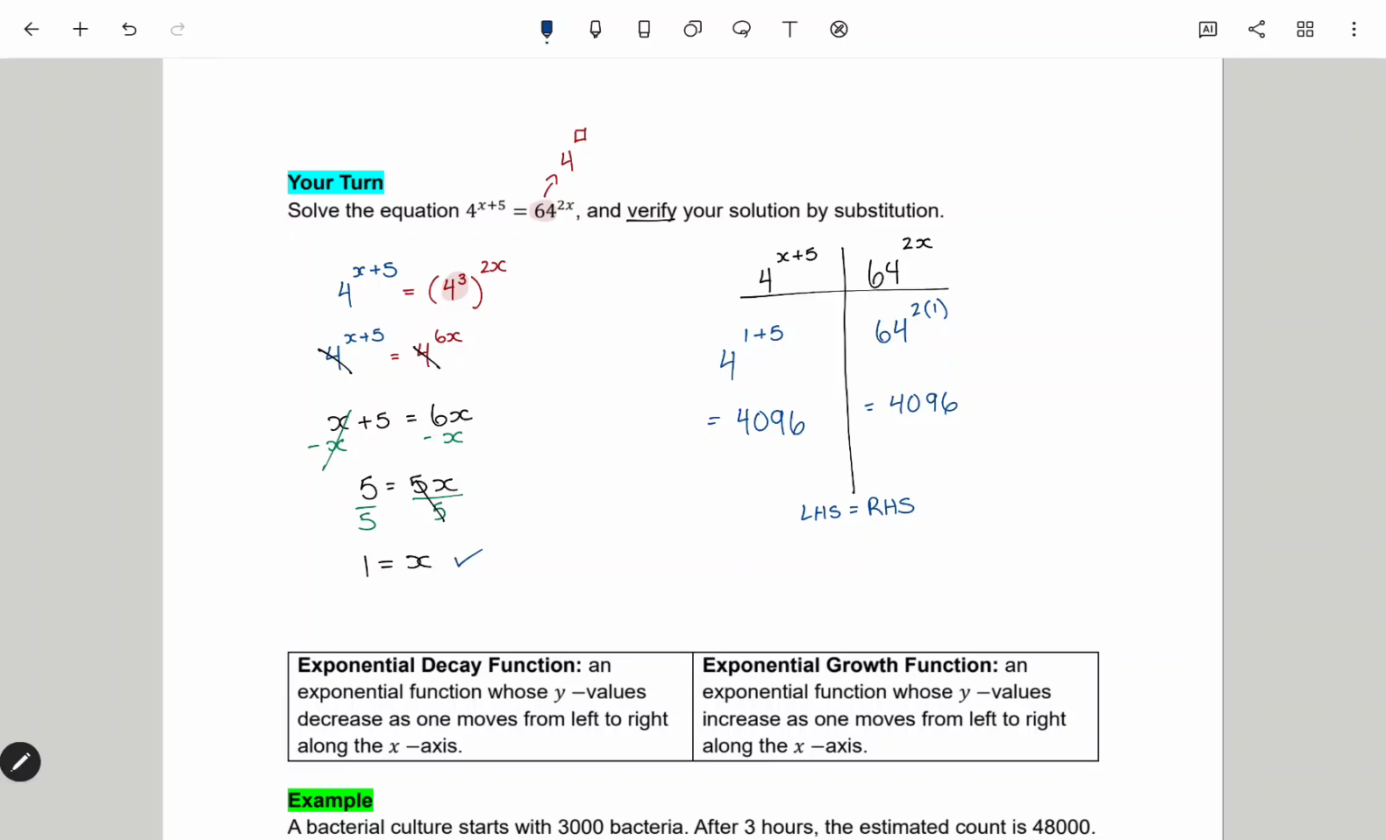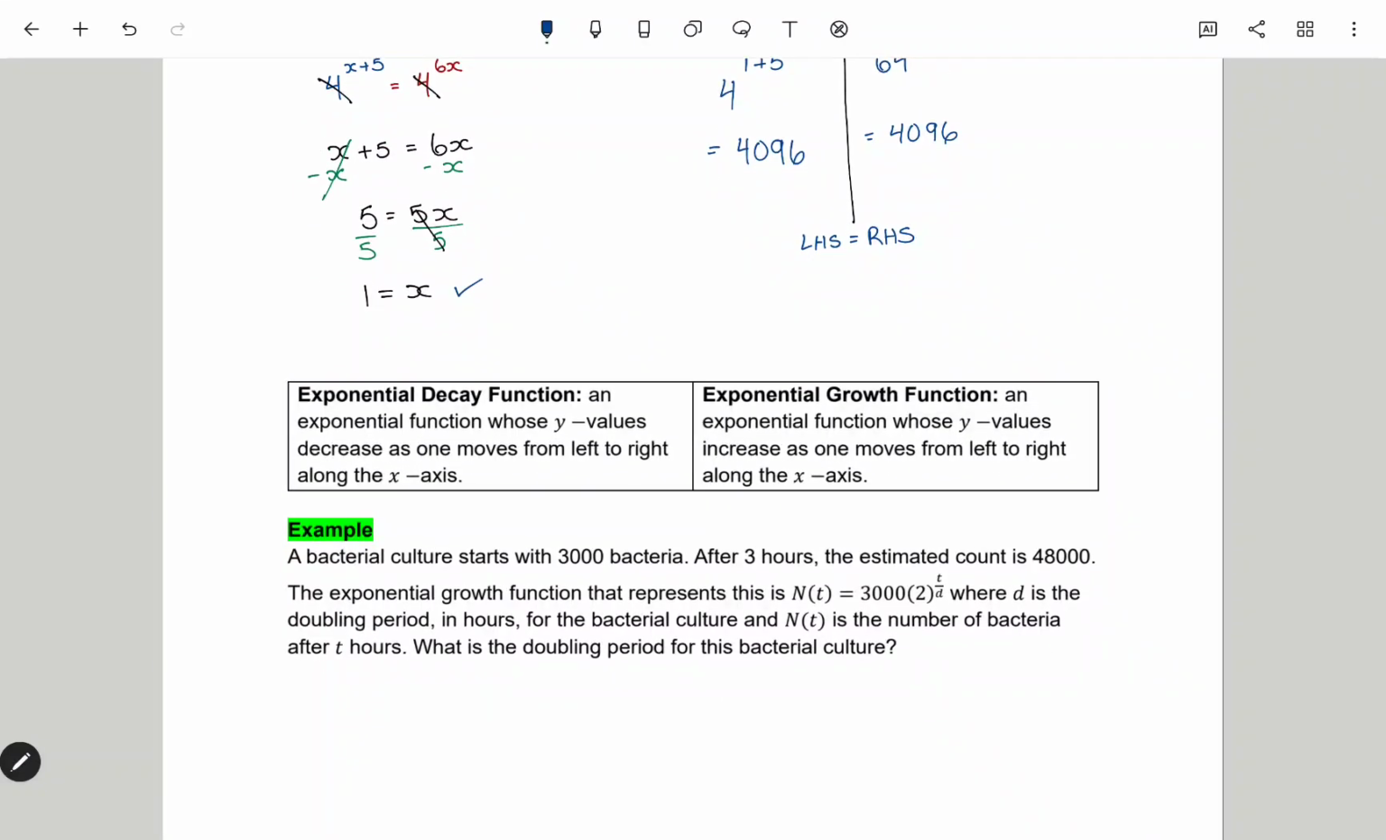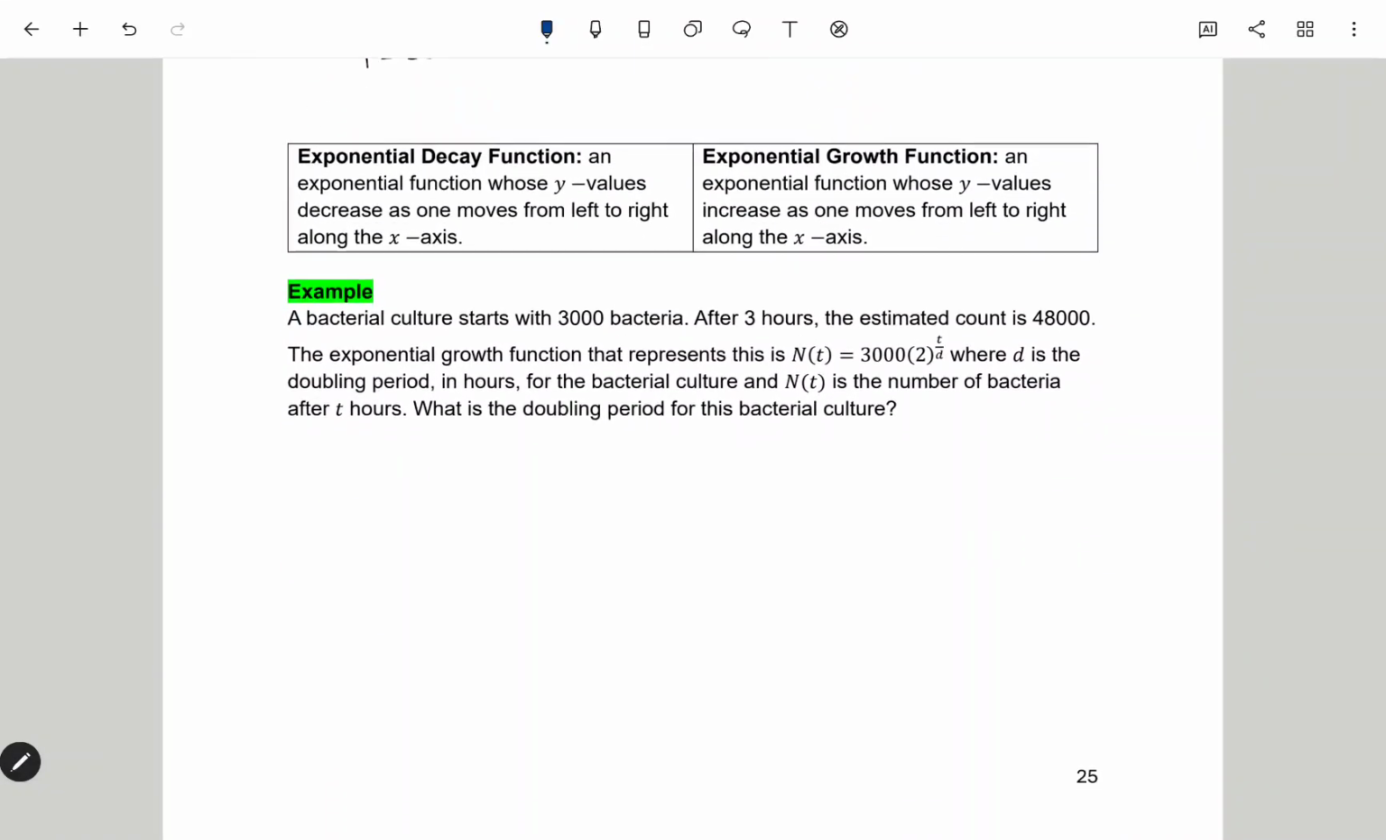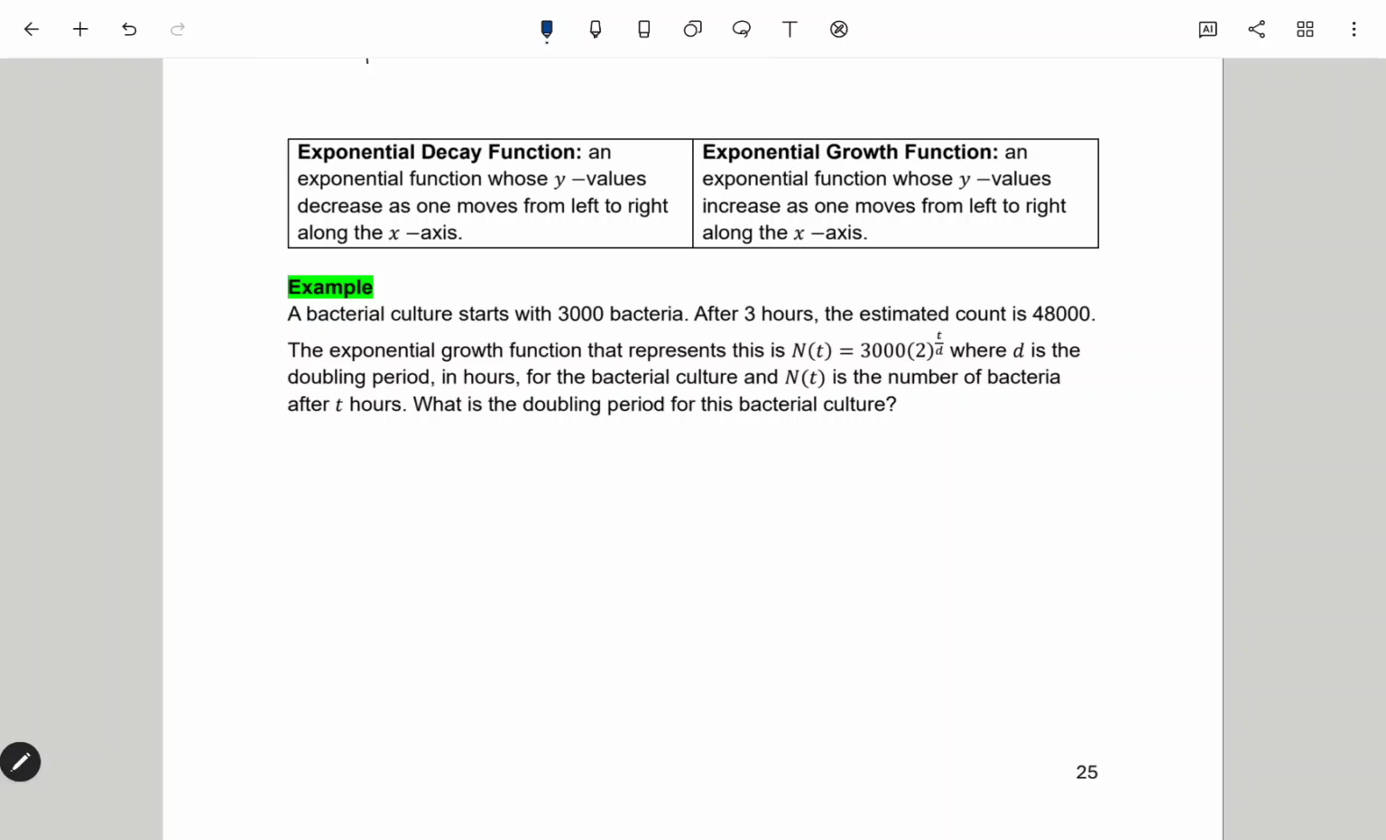All right. So solving exponential equations does not change whether it's exponential decay or exponential growth. The steps are still the same. But you can know whether or not you're getting the right answer, because if it's a decay and you end up with a bigger answer, then you know that something went wrong.